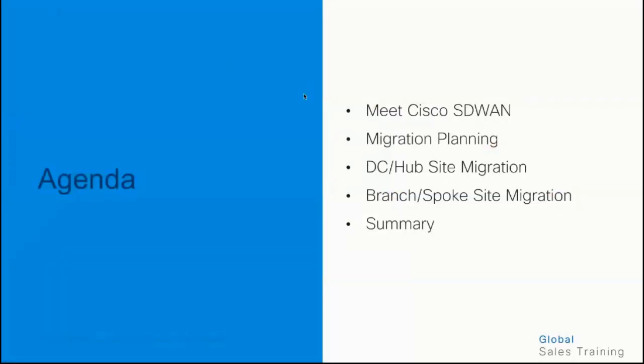So there are a couple of things we're going to cover in this. We're going to talk about the planning. We're going to talk about how we're going to migrate DC sites, how we're going to migrate hub sites, as well as branch migration, what we should do when we migrate branches from traditional to SD-WAN. And then we summarize things. All right?